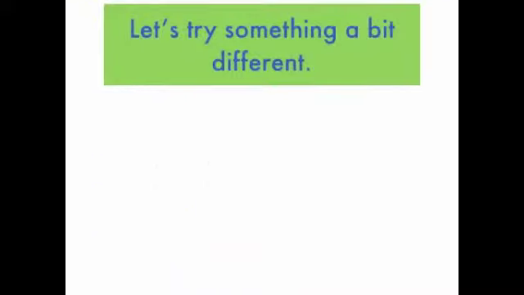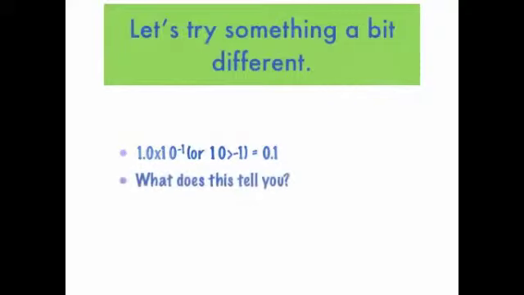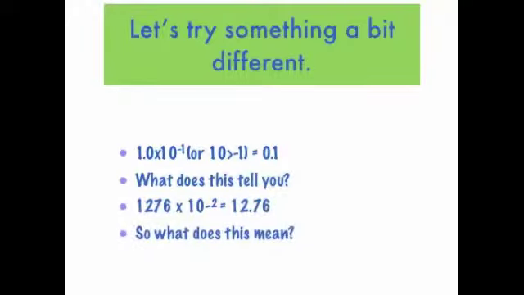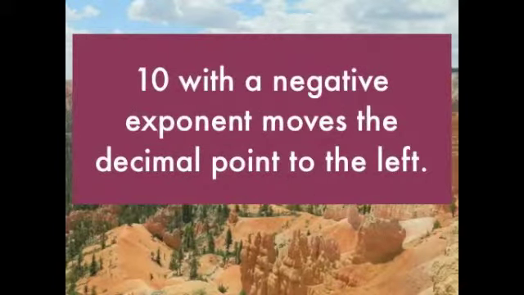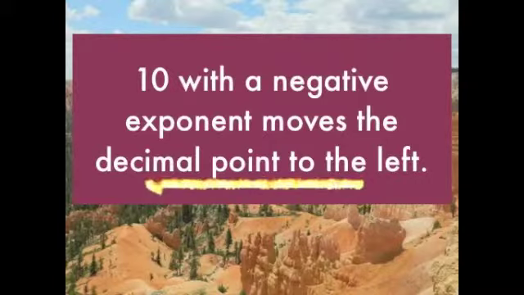Let's try something a bit different. 1.0, or just 1, times 10 to the negative 1 equals 0.1, or 1/10. So what does this tell you? 1276 times 10 to the negative 2 equals 12.76. What happened to the decimal point? What does this mean? A 10 with a negative exponent moves the decimal point to the left. Let's try some examples.